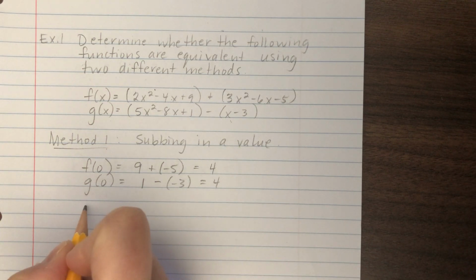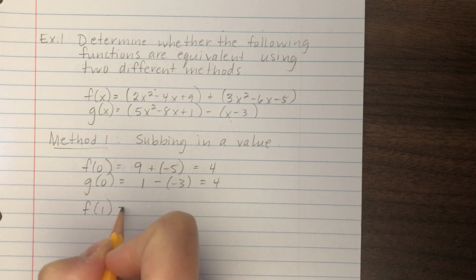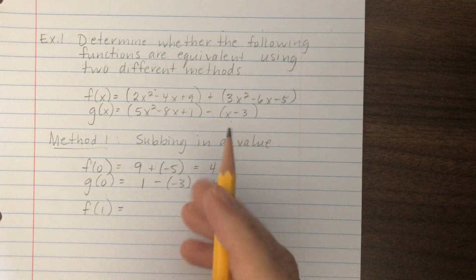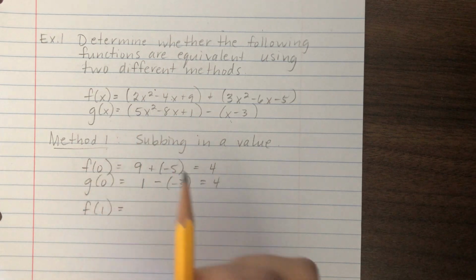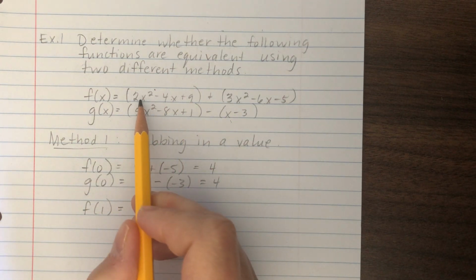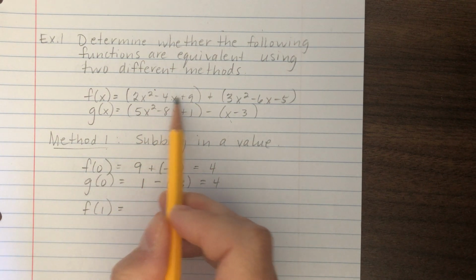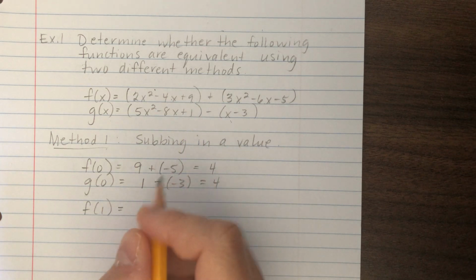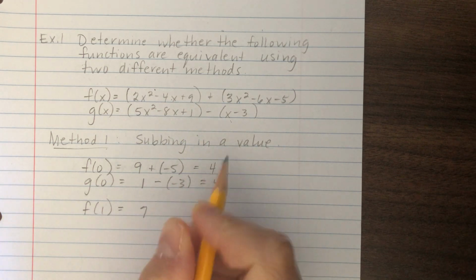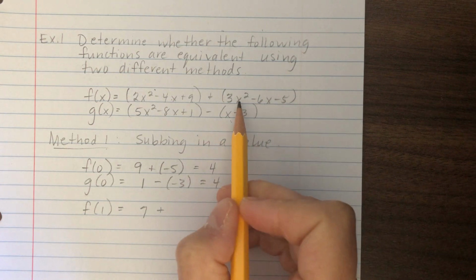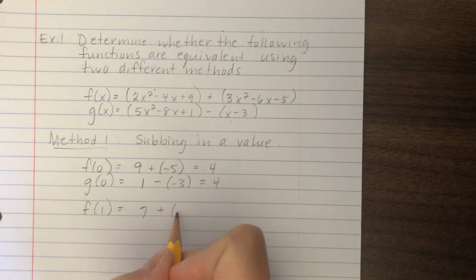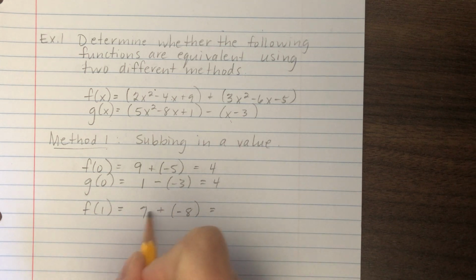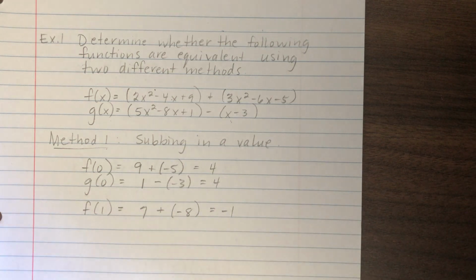So let's pick, for example, 1. If I sub in 1, what will this first bracket in the function f at x equal to? It'll be 2 minus 4, which is -2, plus 9, which will be 7. And to that, I'm going to add 3 minus 6, which is -3, minus 5, which gives me -8. So 7 plus -8 gives me -1. So f at 1 is equal to -1.